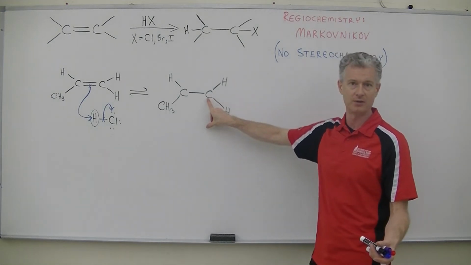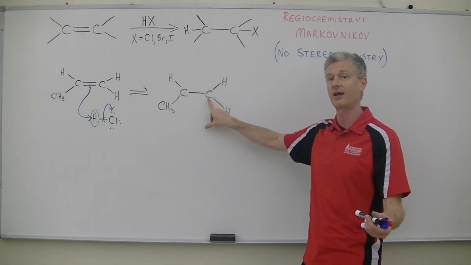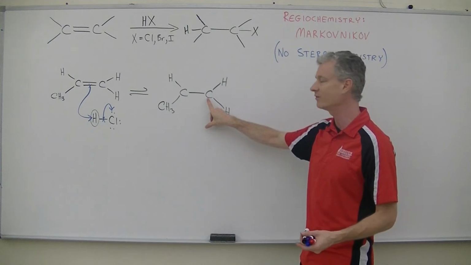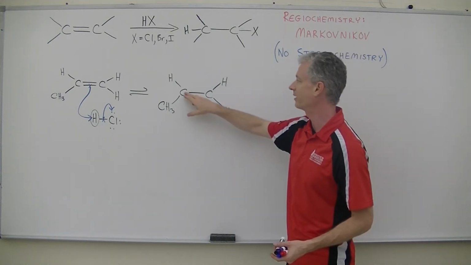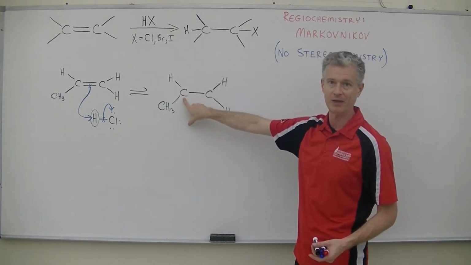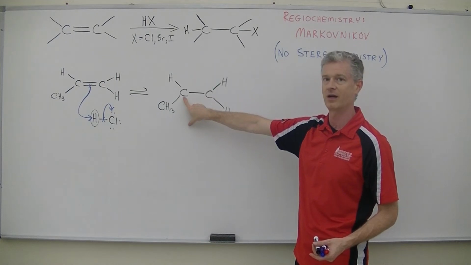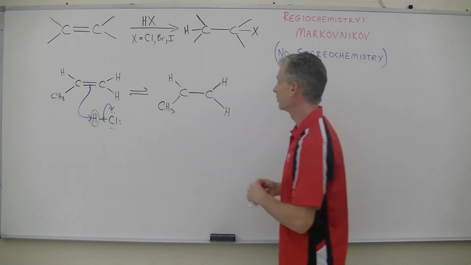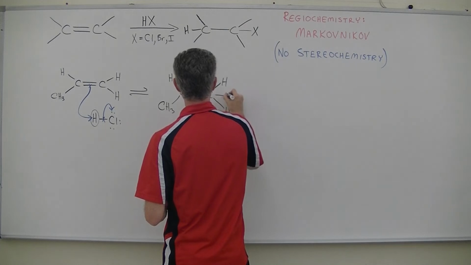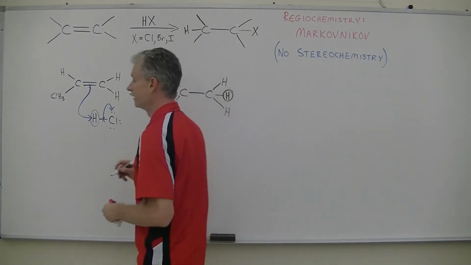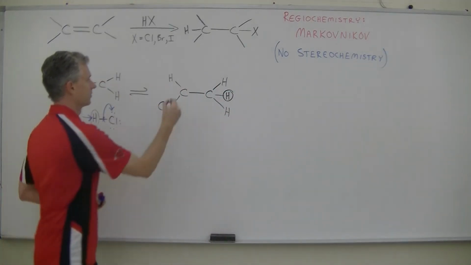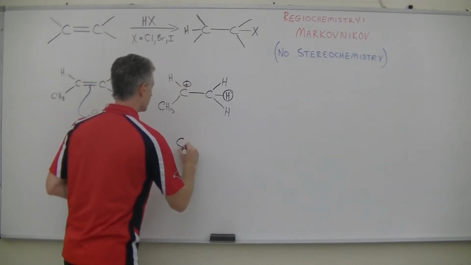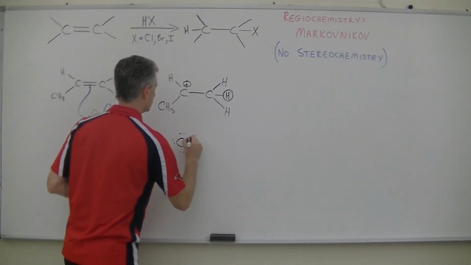More highly substituted is more stable for carbocations, radicals, and alkenes. And resonance is even better. So the secondary carbocation will be the better carbocation to form. In order to do that, we put the new hydrogen on the primary carbon. That creates the carbocation. We have also created a chloride anion.